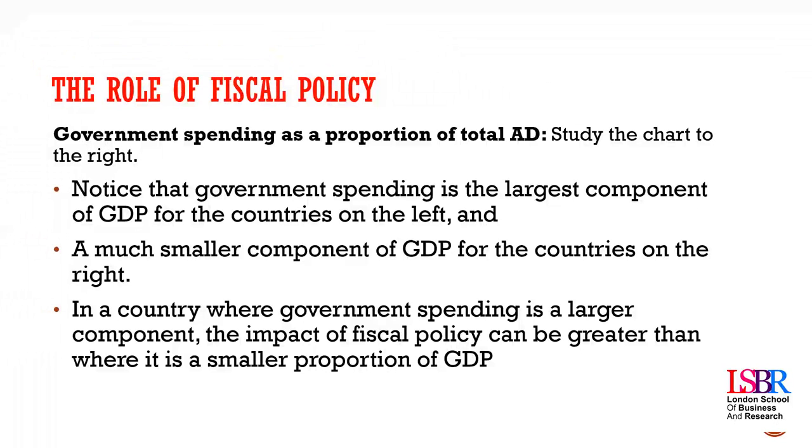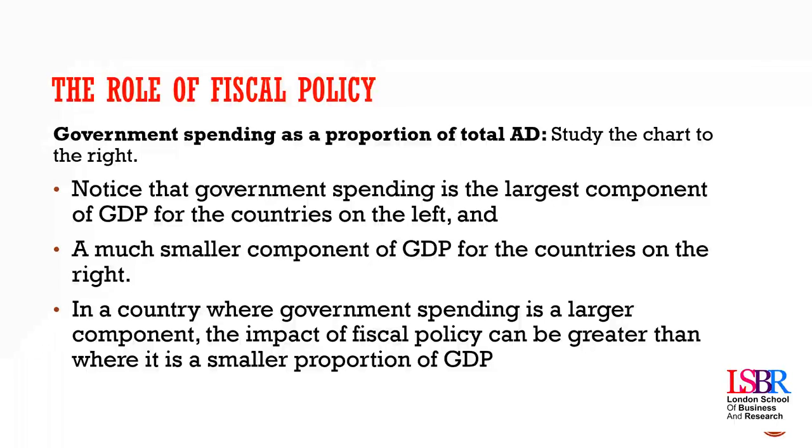So what are some of the rules of fiscal policy? So the government spending as a proportion of total aggregate demand, if we study the chart to the right that we just looked at, we noticed that government spending is the largest component of GDP for countries on the left. So countries like Denmark, Sweden, Germany, France, Italy. And it's much smaller for countries on the right-hand side. So countries like Mexico, Israel, Brazil, the USA, Georgia, GDP was mostly made up of public consumption. So in a country where the government is spending a larger component, the impact of fiscal policy can be greater than where it is a smaller proportion of GDP.